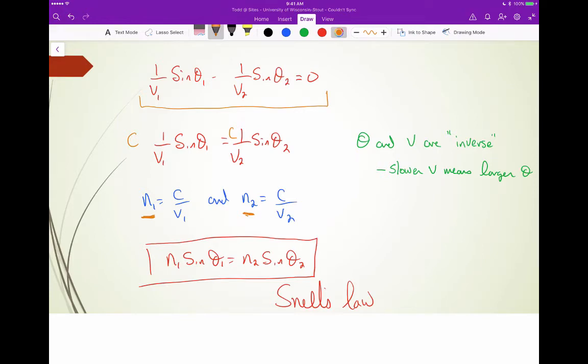One thing that's kind of interesting is that this equation does show that theta and v are sort of inversely related to one another. In other words, a slower, smaller v does indicate a larger angle. And so that's maybe a good way to remember how the light should bend.